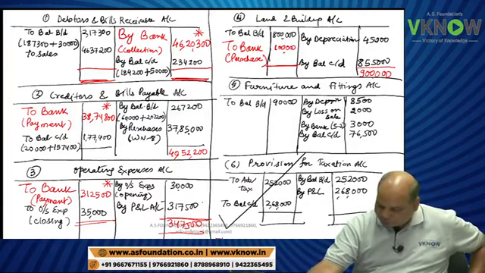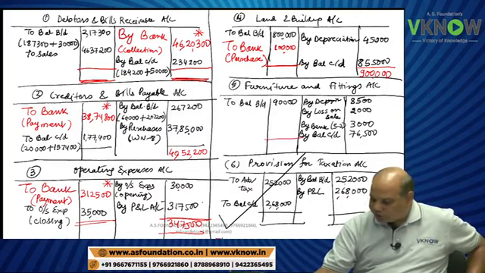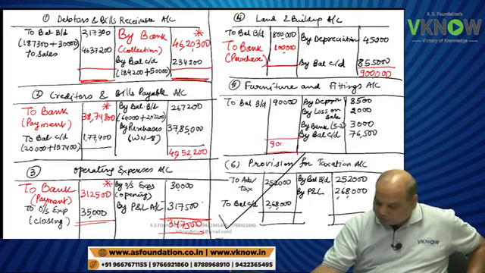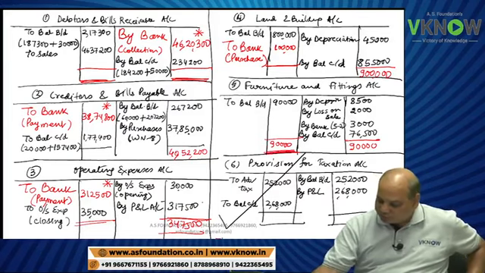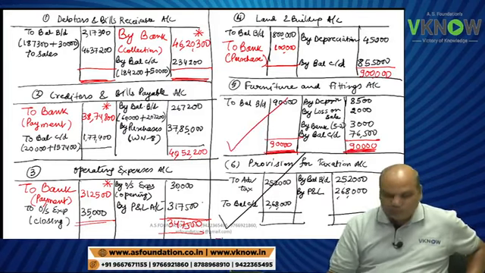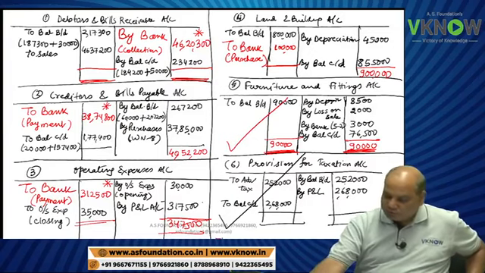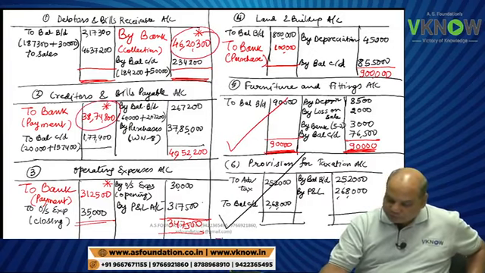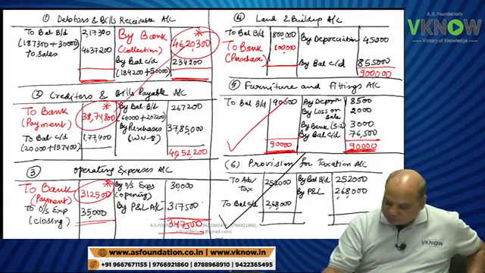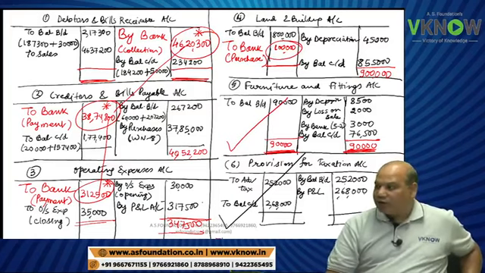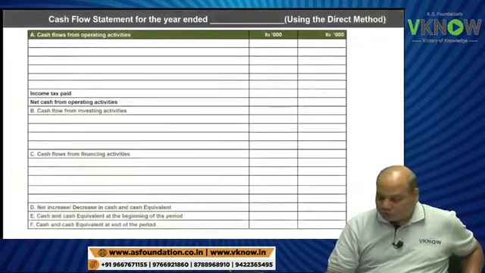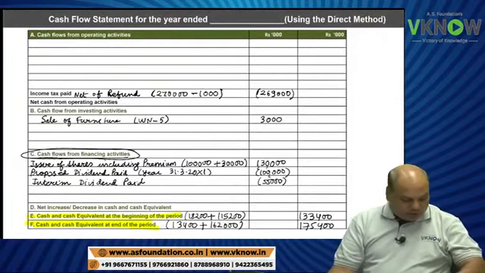This was easy. Now let us look at the furniture. Furniture total is telling. In furniture there is no missing figure. The total is telling. Okay. So what you do? Transfer these three figures to operating activity and transfer purchase of land in investing activity. Is it right?